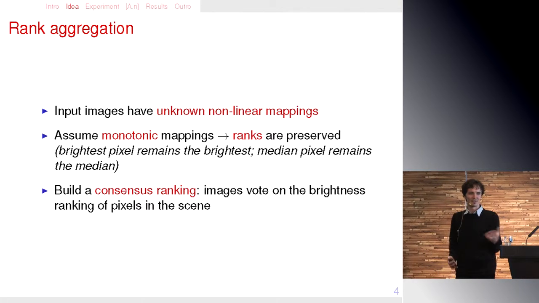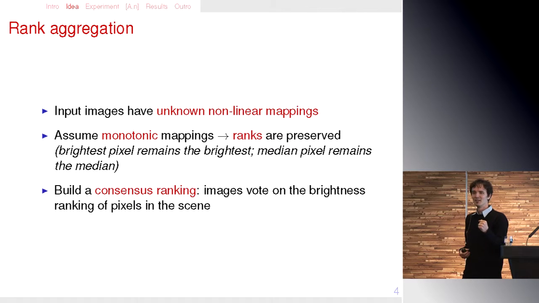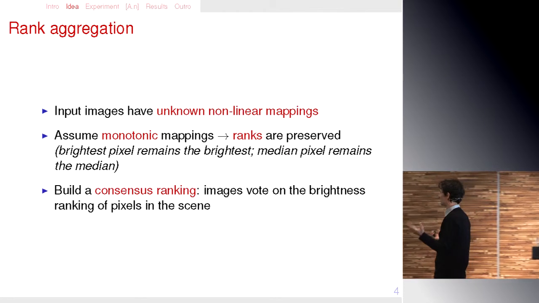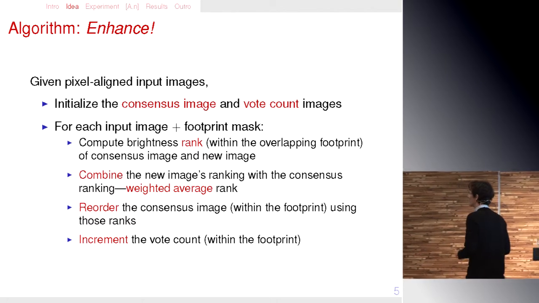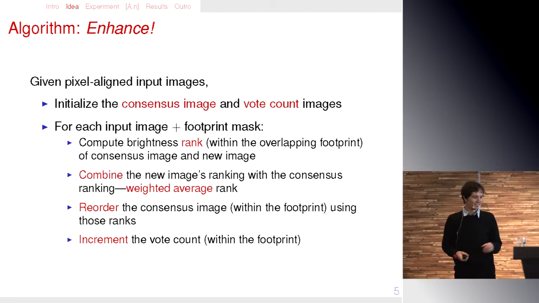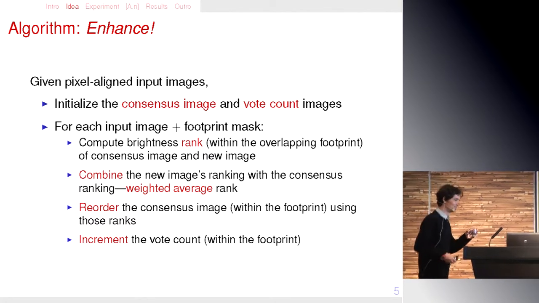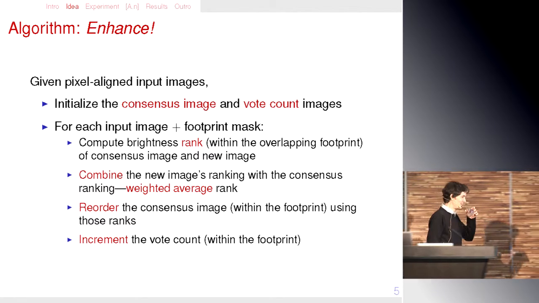And so now, instead of averaging together images, we want to build some sort of consensus ranking of where the darkest and brightest parts of the sky are. Okay, so that's basically the setting that we're trying to work in here. All right, so here's the dead easy algorithm in English pseudocode.